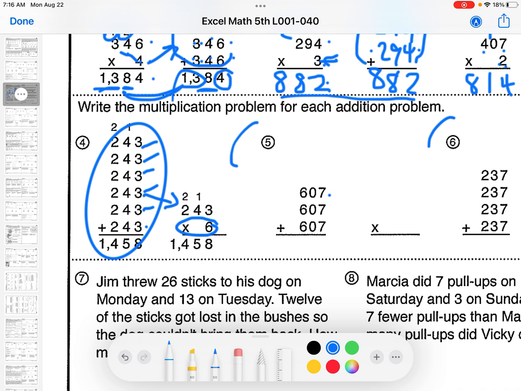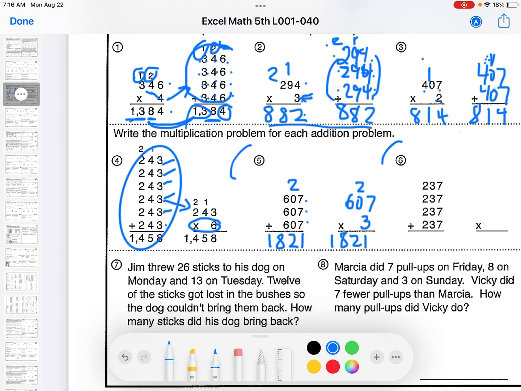So you should have already done these. 7 plus 7 plus 7, that's 21. Regroup with the 2. Zeros plus 2 is equal to 2. And 6, 6, and 6 makes 18. Over here, you should have written 607 times 3. Did you do that right? 7 times 3 is 21. Regroup with the 2. 0 times 3 is 0 plus 2 is 2. 6 times 3 is 18.